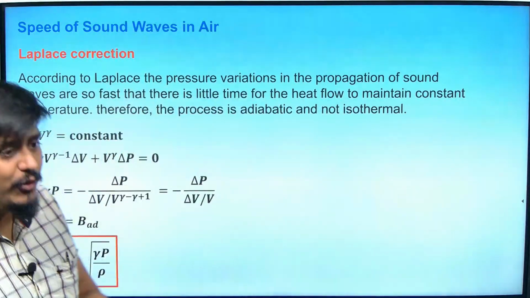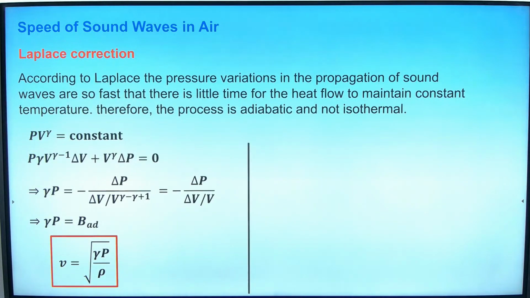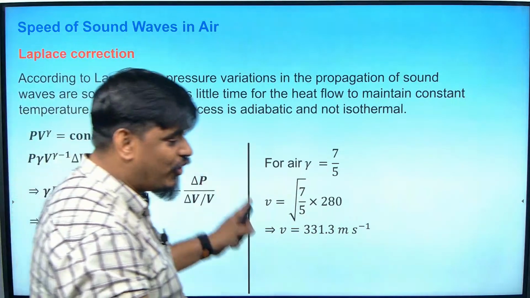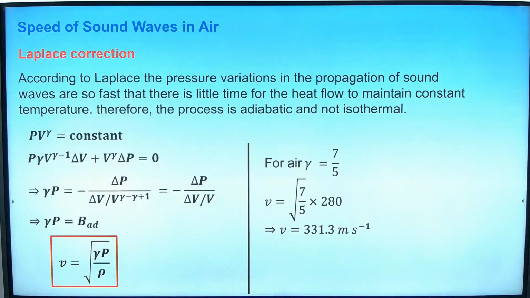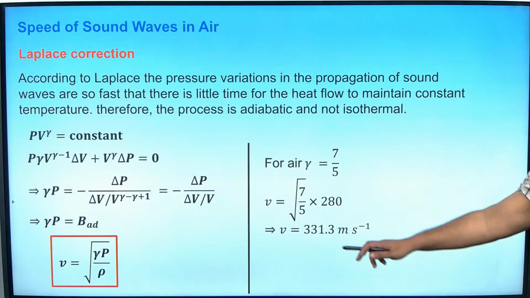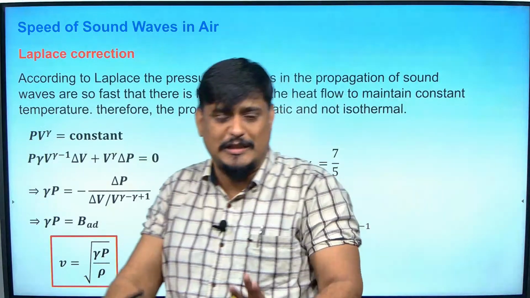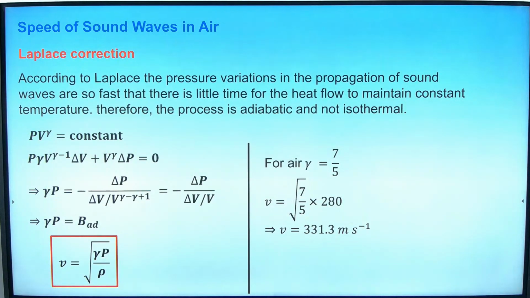As of now, gamma will be given to you, and if you put the gamma values, you will get the answer. For air, gamma is 7 by 5, put 7 by 5 and solve, you will get exactly 331 meter per second. It means this formula is correct, because using Newton's formula I was getting velocity as only 280 meter per second, but with Laplace correction I get the real experimental value, 331 meter per second. So that is the correct value of velocity of longitudinal wave. Clear? Very simple thing actually.